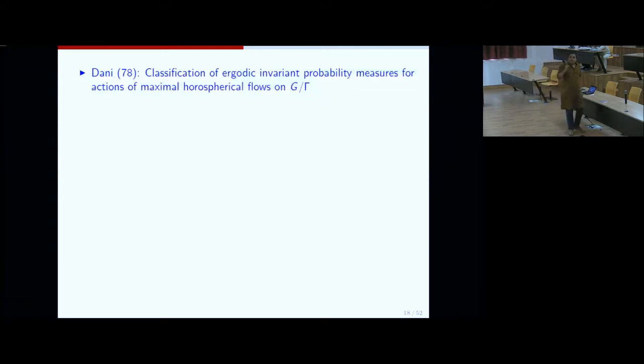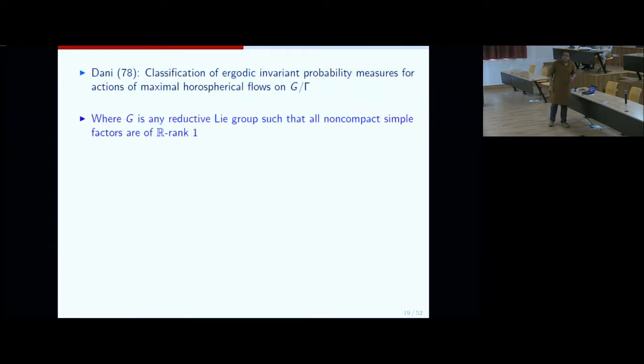Before that, Dani had a very nice paper where, so this is an example of what is called a horospherical subgroup, but there are more general examples, for instance, in SL3R. Dani was able to classify all ergodic invariant probability measures for actions of maximal horospherical flows on quotients G mod gamma when G is a Lie group such that all non-compact simple factors have real rank 1. Real rank 1 means the rank of the maximal split torus is 1. For instance, SL2R is a good example of real rank 1. This was the classification, and this is a beautiful theorem and very indicative of the future. This is the kind of thing that made Raghunathan conjecture that, in fact, all unipotent flows should behave very regularly.